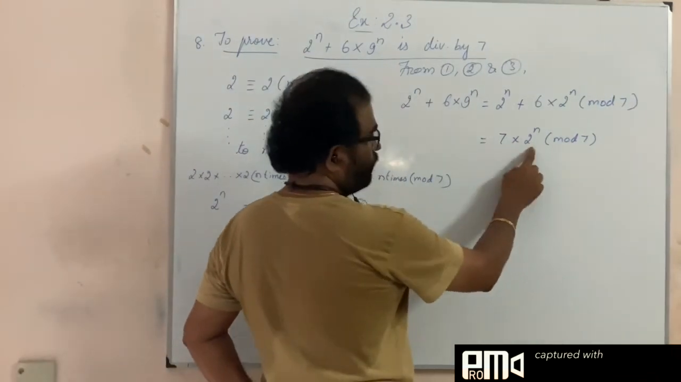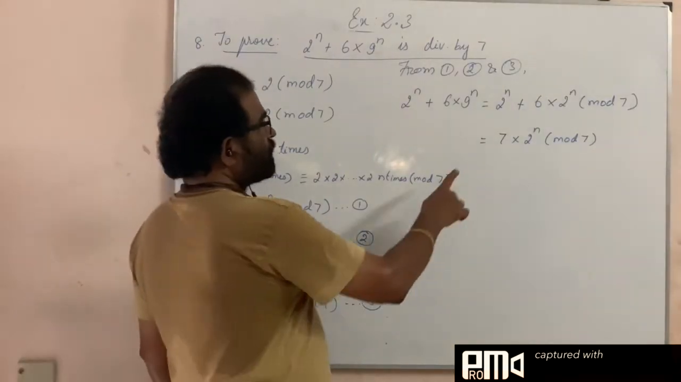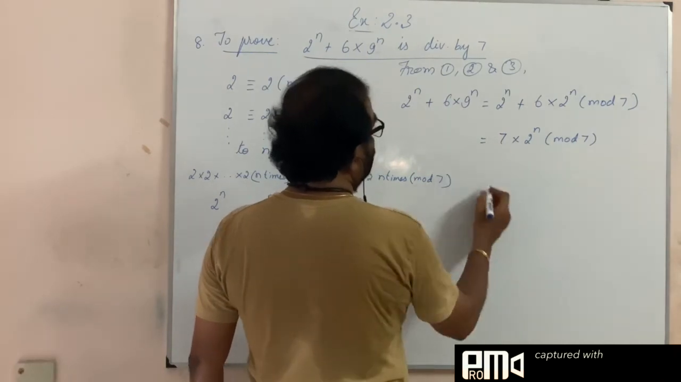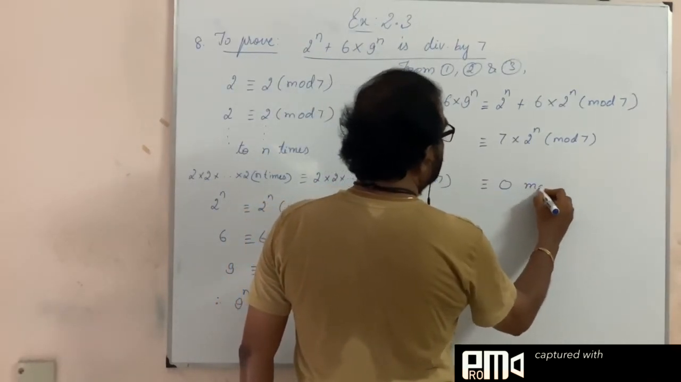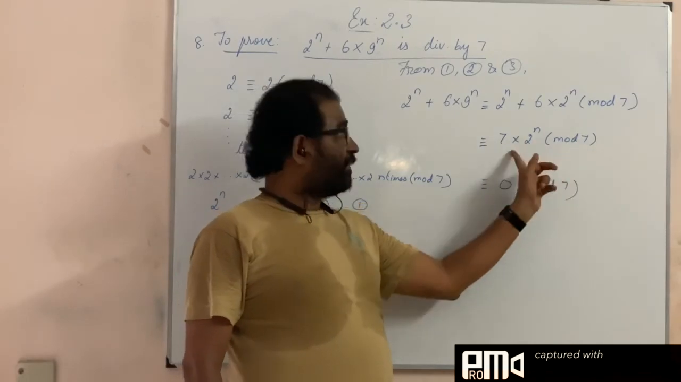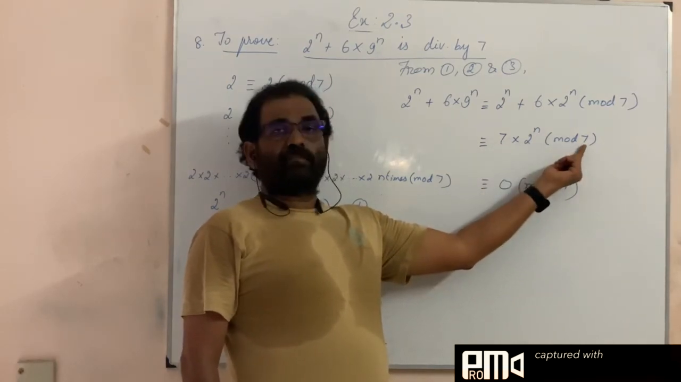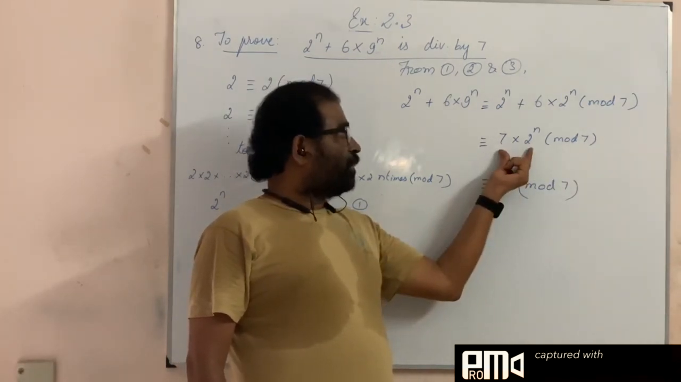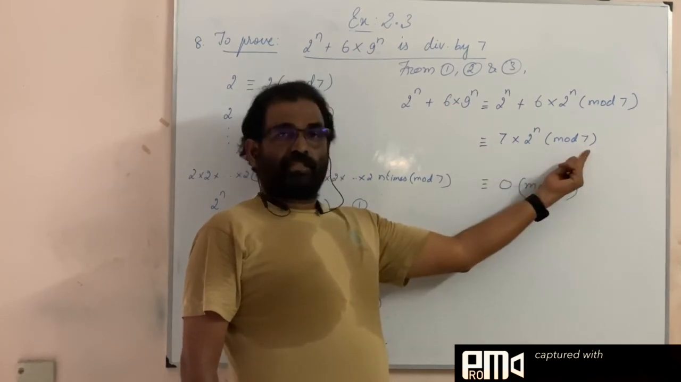So this is a multiple of 7, and here it is mod 7. When you divide a multiple of 7 by 7, the remainder will be 0. So this is congruent to 0 mod 7. N is a positive integer, so if you get a number greater than the divisor, divide it by the divisor and write the remainder. When you divide 7 into 2 power n by 7, the remainder is 0, since it is a multiple of 7 and easily divisible by 7.